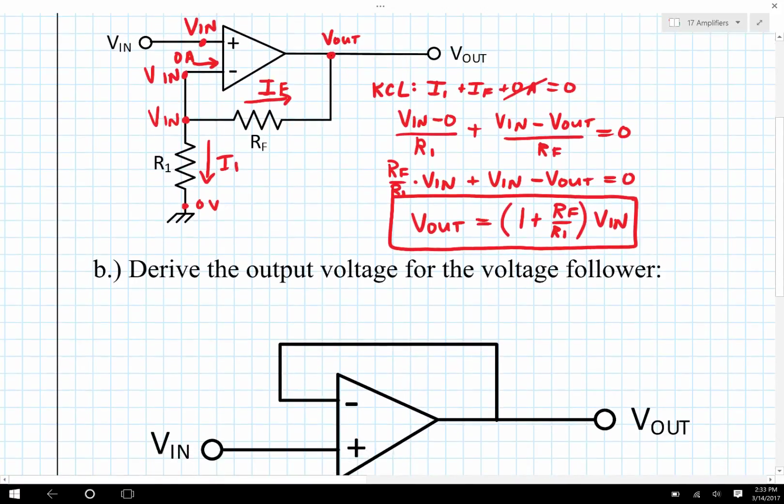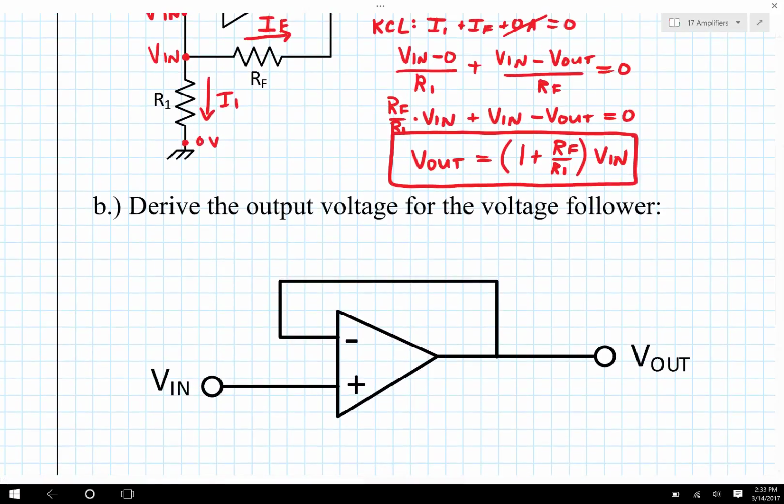The second one is a lot easier. The voltage follower, this is also known as a unity gain amplifier. Unity is a word that means one in an engineering world. And so when I say unity gain, that means a one gain. In other words, V out is equal to Vn. There's no gain, there is no attenuation.